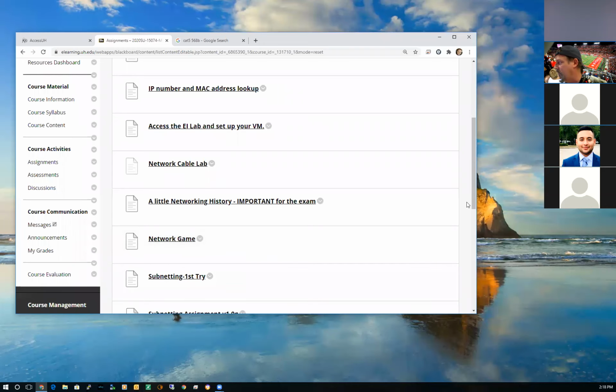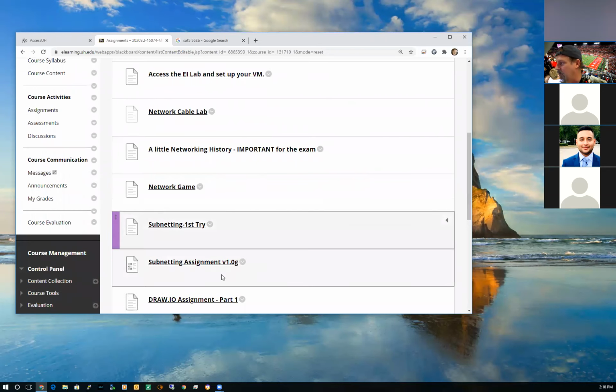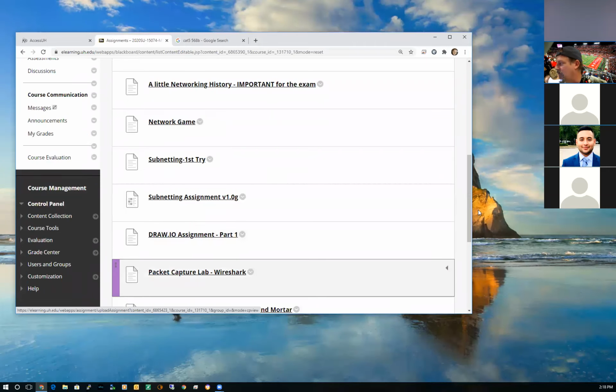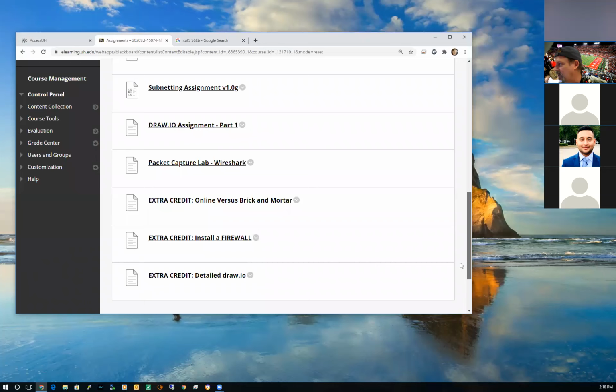Here are the two subnetting ones, the subnetting first try and the subnetting assignment version 1.0G. That's the actual turn-in version. You do definitely need to do those by the end of the week. Saturday night, I believe I made them. Draw.io, also due by the end of the week. Packet Capture Lab, we'll do that next week. Don't worry about that.